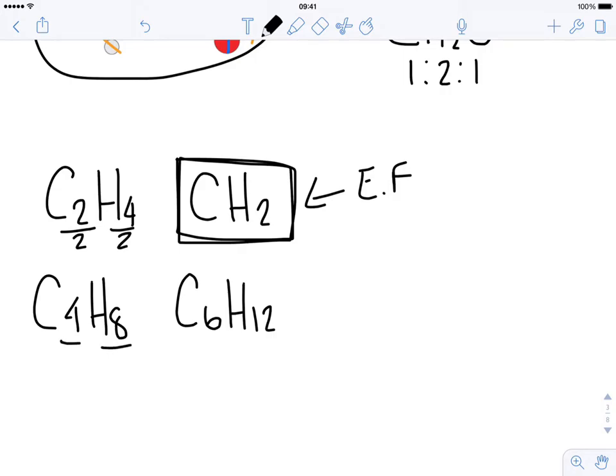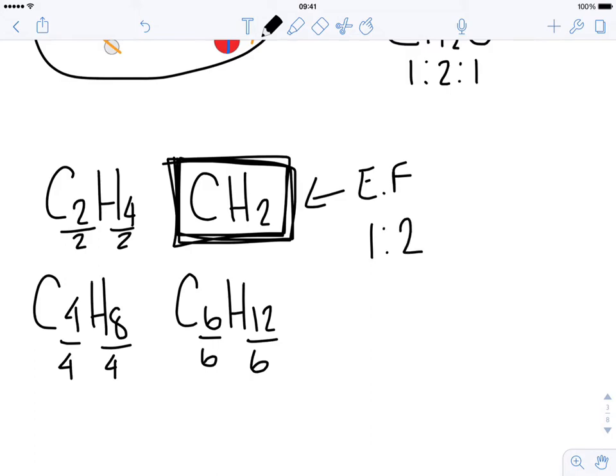Down here, in C4H8, 4 and 8 have a greatest common factor of 4. And then finally, in C6H12, 6 and 12 have a greatest common factor of 6. So all these are molecular formulas, but once you reduce them, you end up with this empirical formula. So of these 4 formulas, this one right here in the box is an empirical formula, and the other 3 are molecular formulas because they are all following this 1-to-2 ratio.